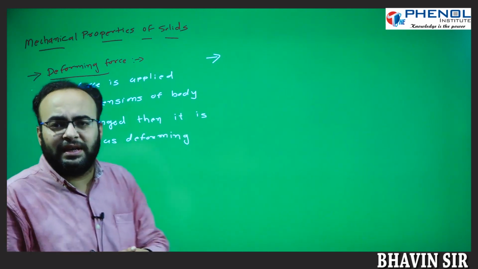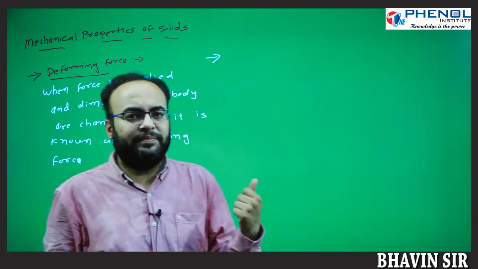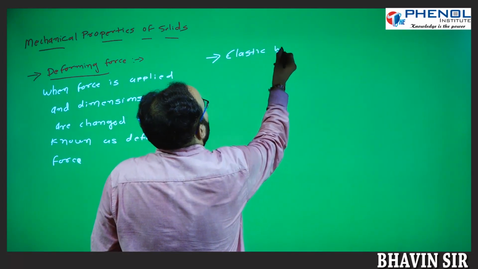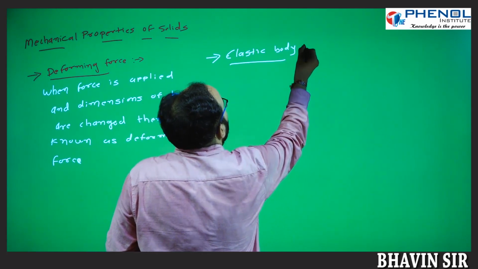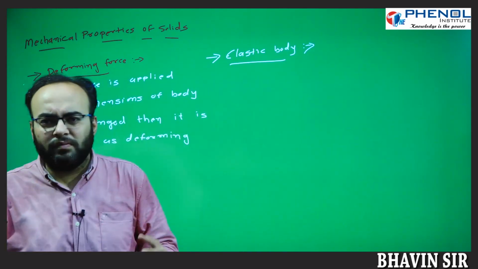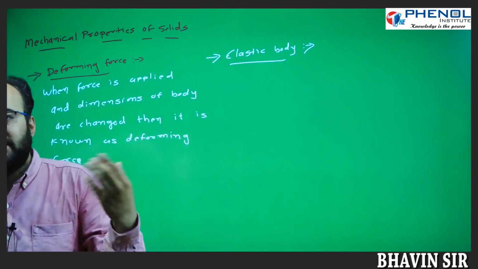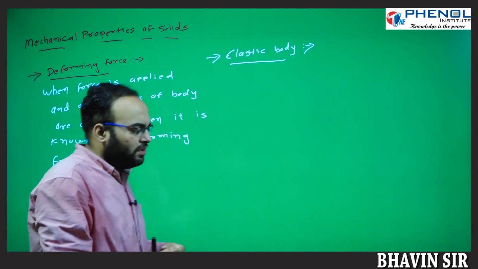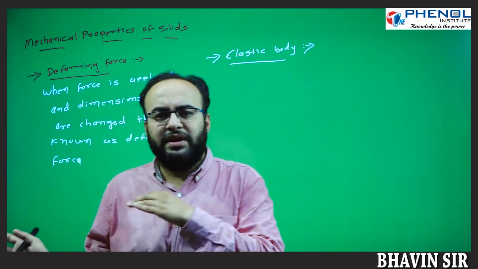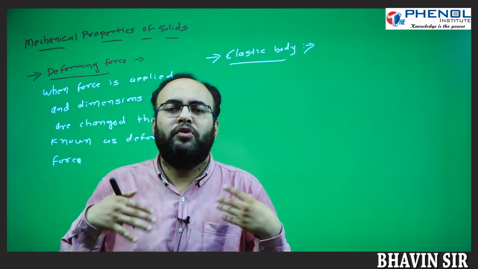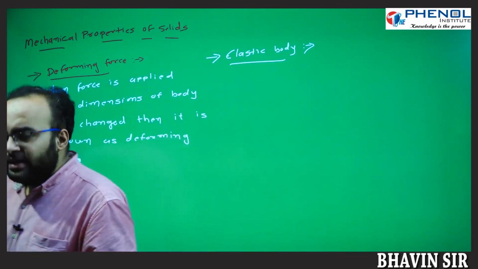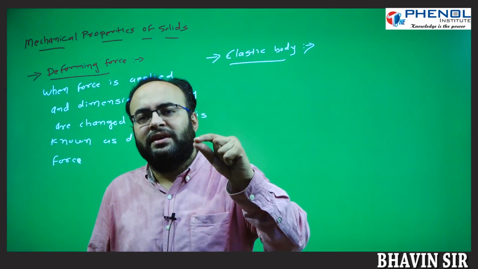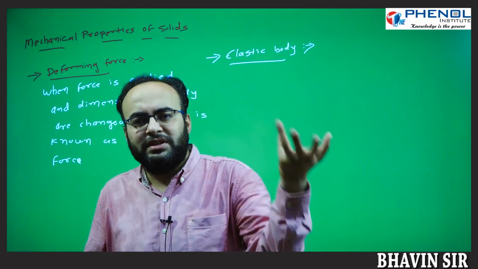So now we discuss elastic body or elasticity. So what is the meaning of elastic body? Elastic body means what? When deforming force is removed and the body can get its original shape, then it is known as an elastic body. Suppose when we compress the spring and then release, the spring gets its original shape.